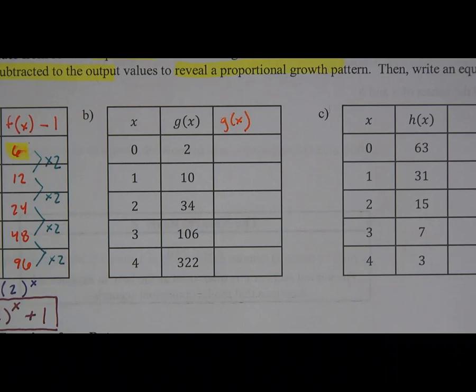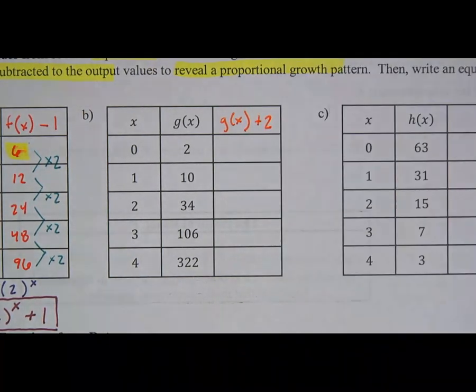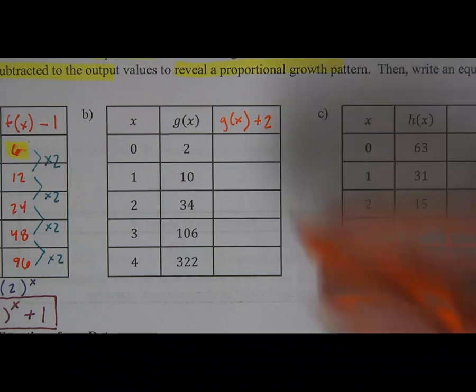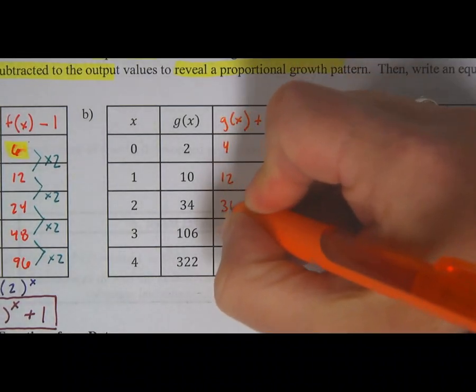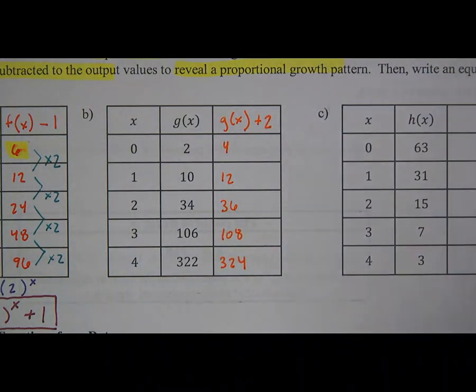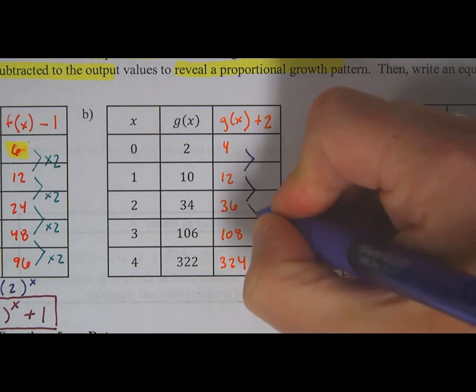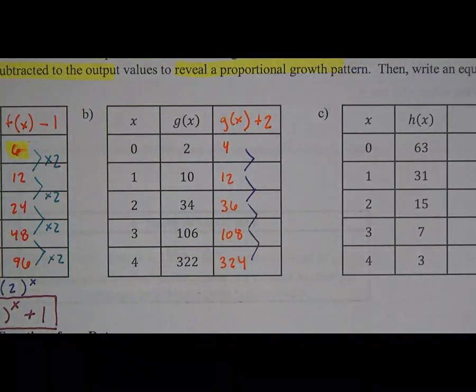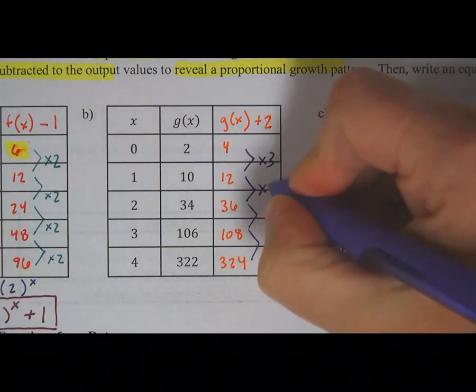That would be 3, 11, 35. No, that's not good. Try adding 2. 4, 12, 36. Are we on to something? Okay. So add 2 to all of the output values. And sure enough, that's what we needed to find out, what is the proportional growth. Yeah, we're multiplying by 3.